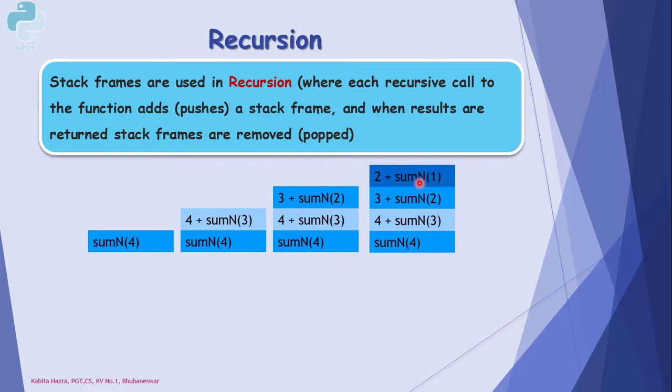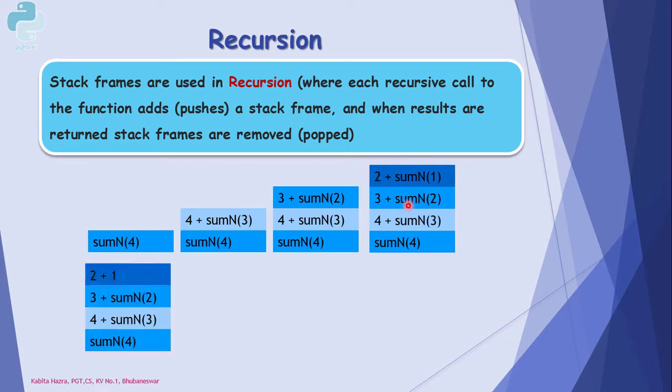So, as we get the result 1, it will be added to 2 and one stack frame will be removed. So, this call to the function for the sum up to 1 will return 1. Now 1 will be added to 2 and this stack frame will be removed. As the result, 3 will be returned to the previous call.